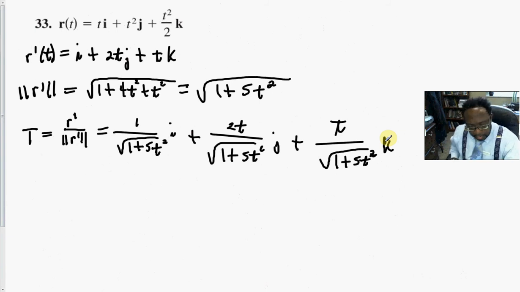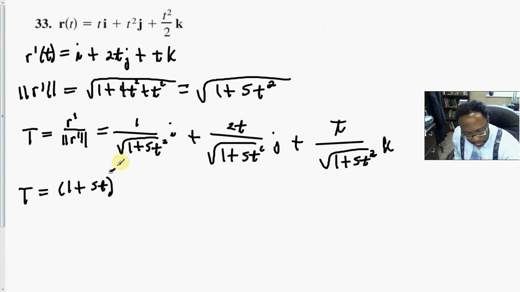We find this derivative. Let's write the first component as 1 plus 5t to the negative 1/2 i, and just write everything else.